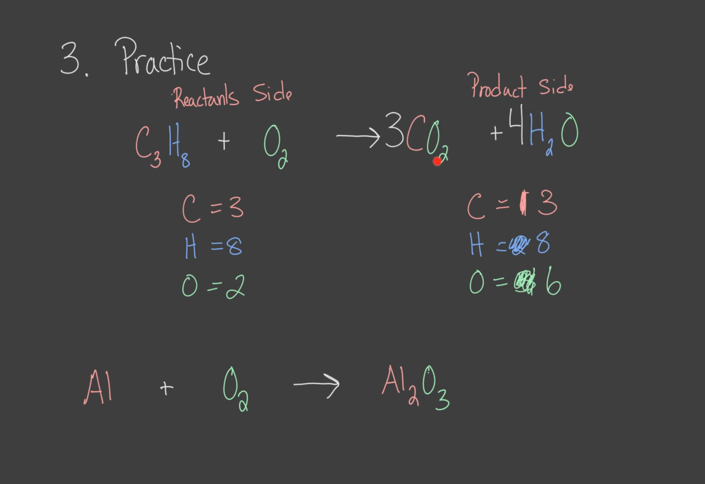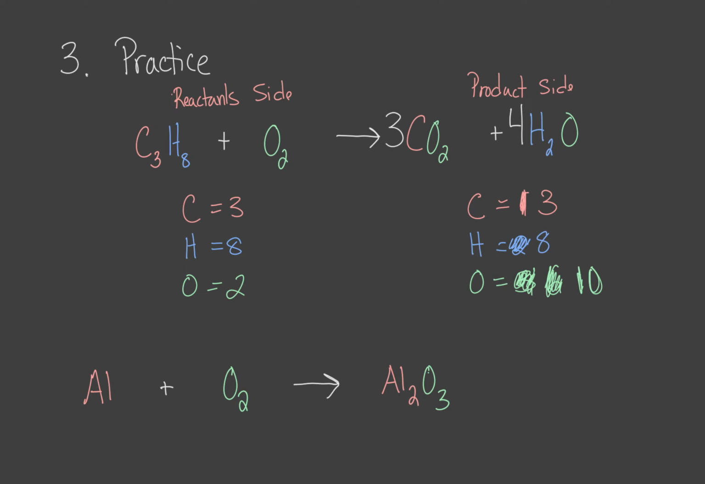3 times 2 is 6 oxygen. 4 times 1 is 4. So 6 plus 4 is 10. I now have a total of 10. See how I keep changing this oxygen count as I go? That's step 2 from earlier: you have to remember to multiply that coefficient all the way through.